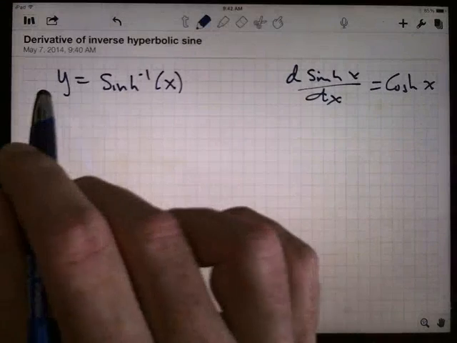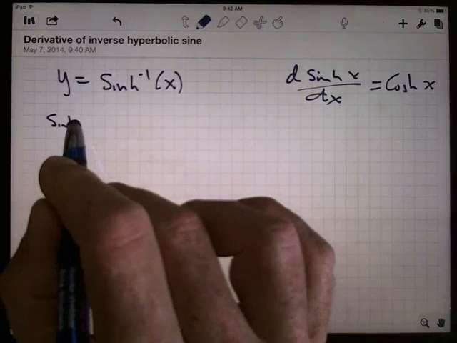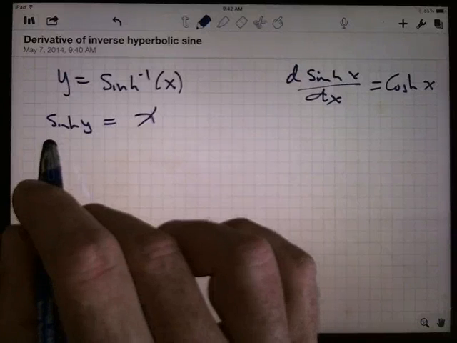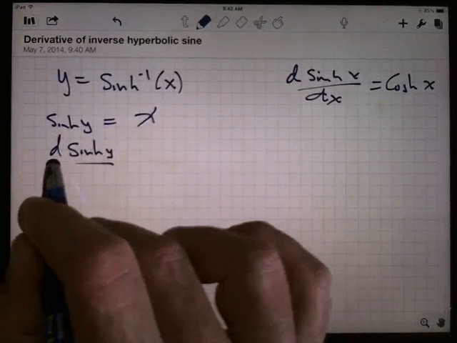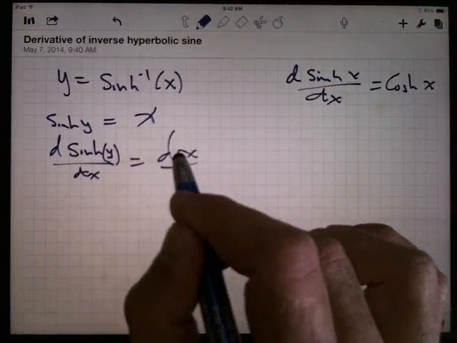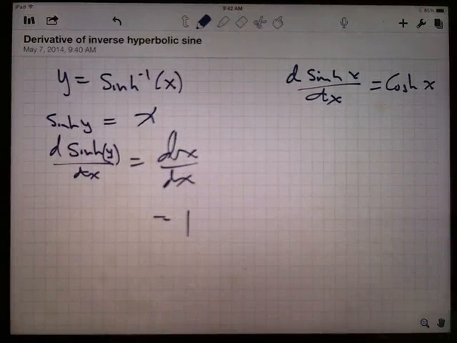So, same method. I'm going to take the hyperbolic sine of both sides. So I've got the hyperbolic sine of y is equal to x. Then I implicitly differentiate. So the derivative of the hyperbolic sine of y with respect to x is equal to the derivative of x with respect to x. I like to do the derivative of x with respect to x. That's easy. That's just 1.